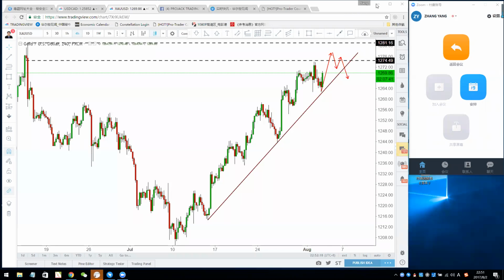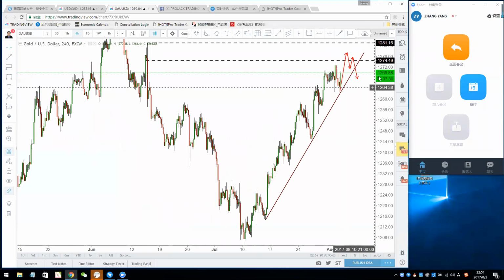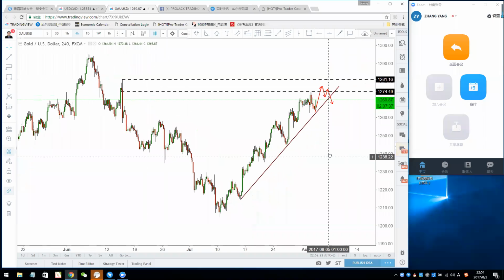Watch Head and Shoulder for gold. What is Head and Shoulder? Where is Head and Shoulder? I didn't see the chart.